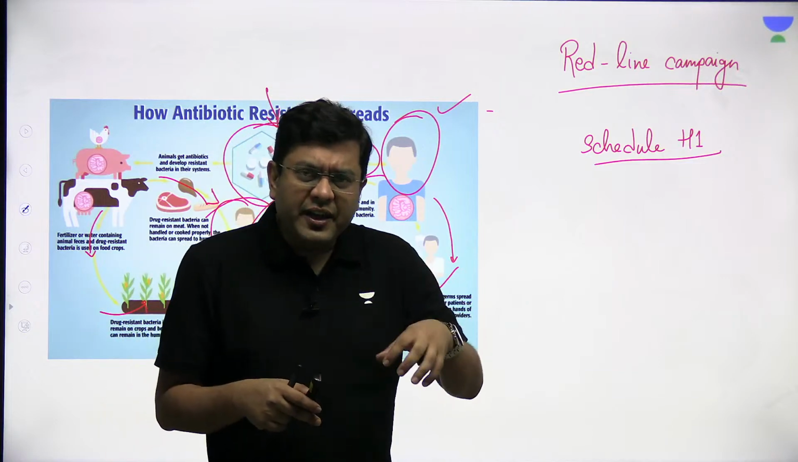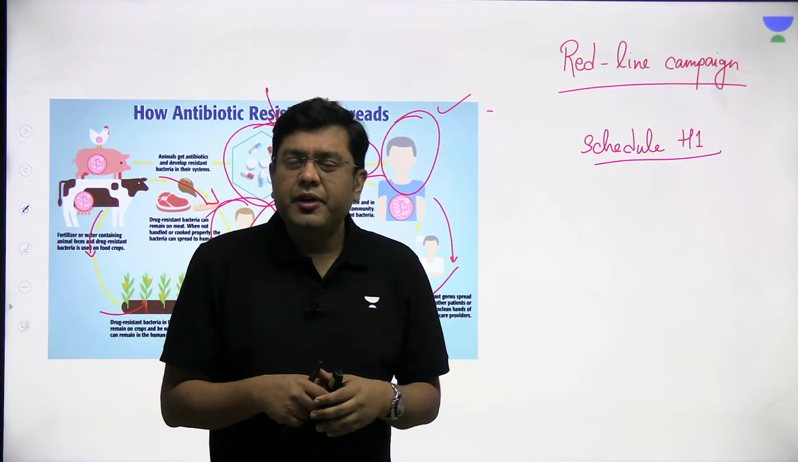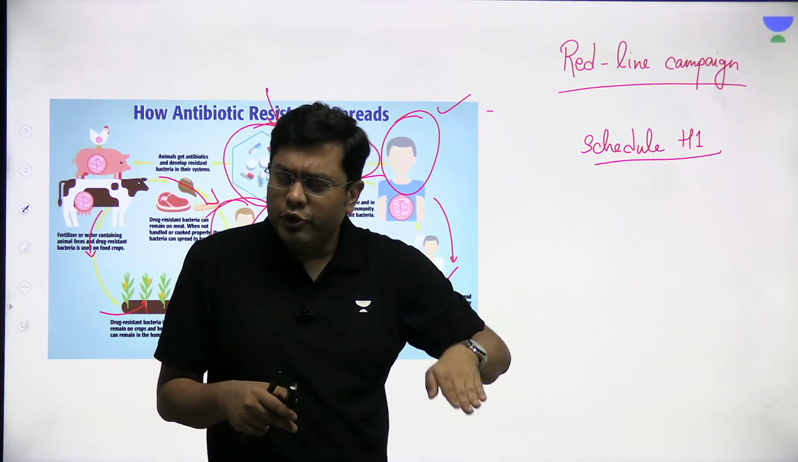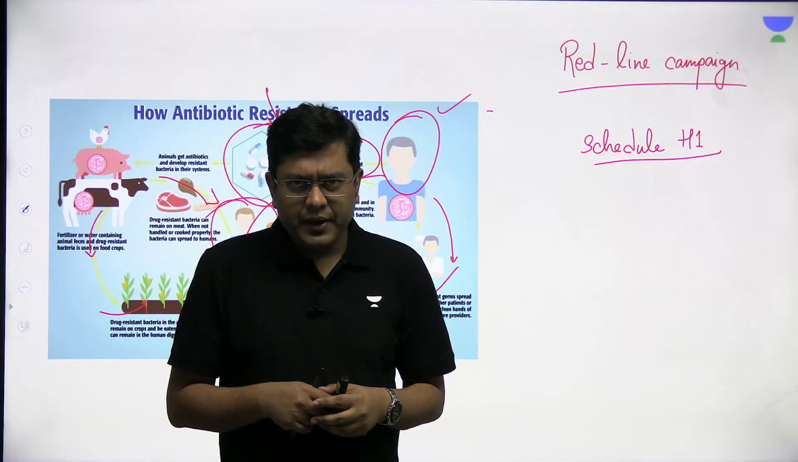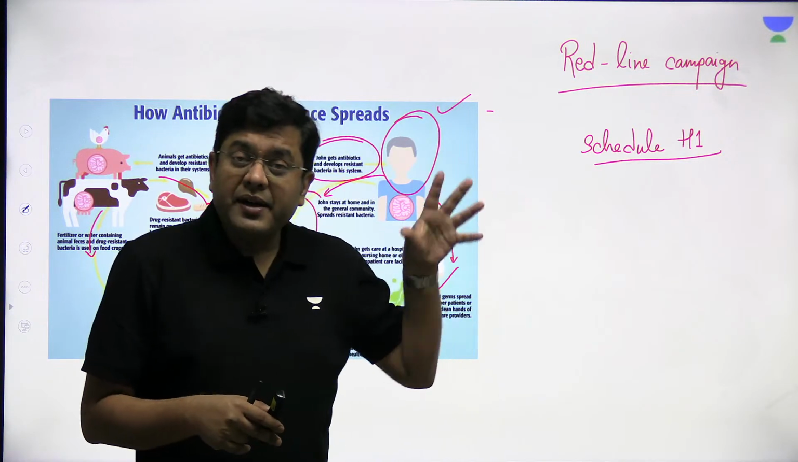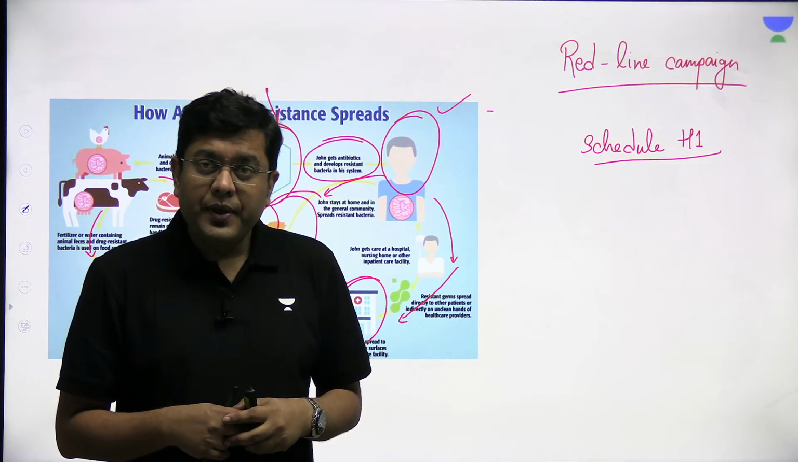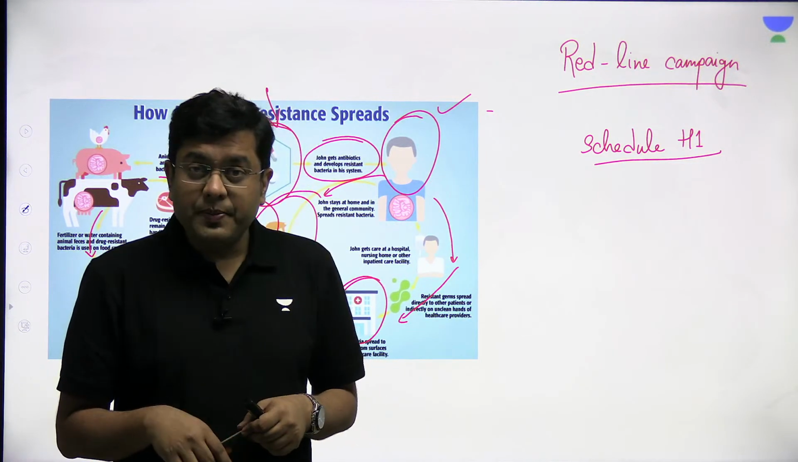Depending upon their efficacy, the power that they have, there are different varieties. Right? The first, second, third generation, fourth generation, and so on. Now, the government passed the order that you cannot sell these antibiotics over the counter. You need to get the doctor's prescription.